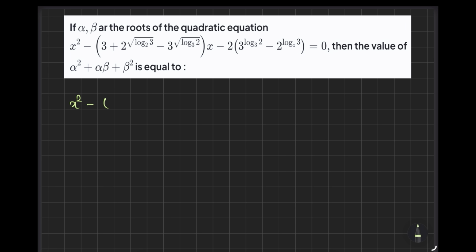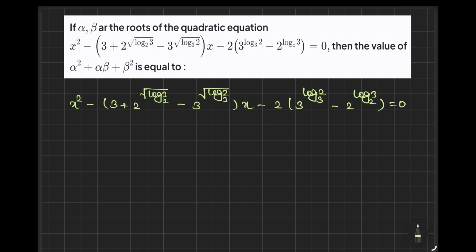So we have x square minus (3 plus 2 to the power log 3 base 2, minus 3 to the power log 2 base 3, everything inside root) x minus 2 times (3 to the power log 2 base 3 minus 2 to the power log 3 base 2).